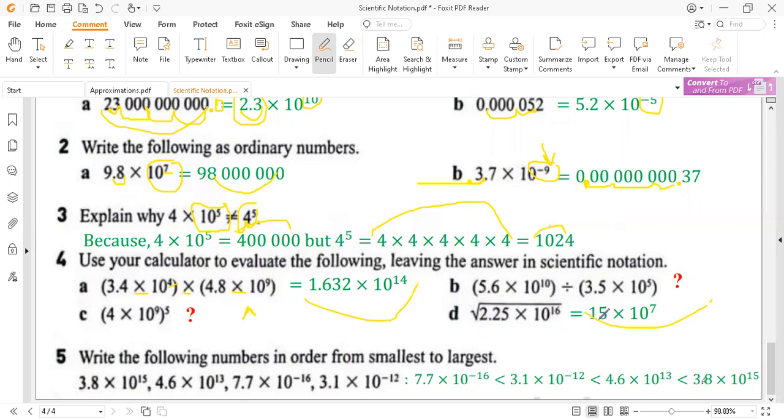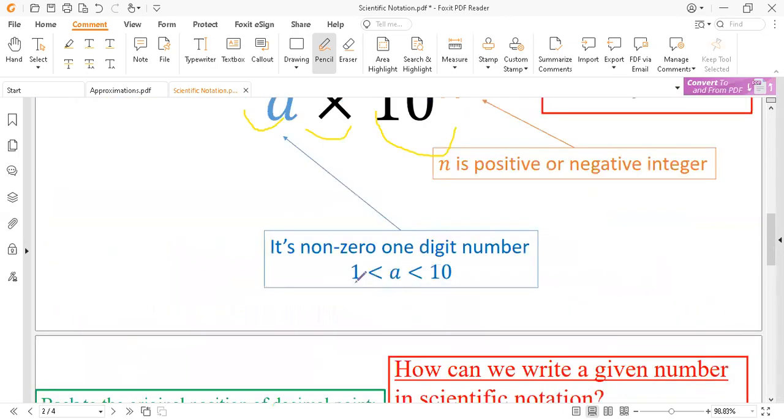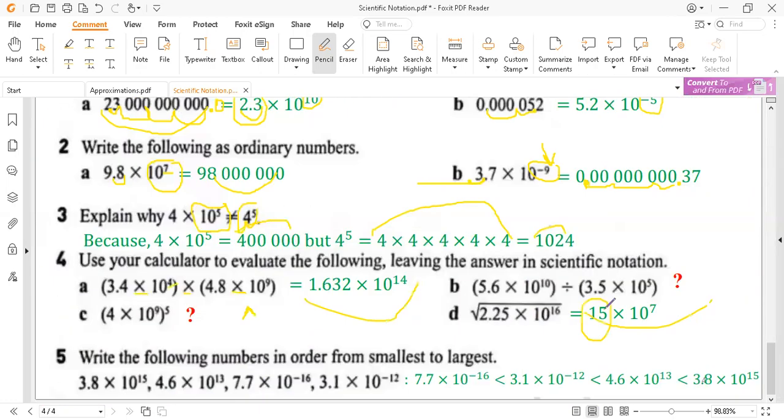If we want to write it, it is not given in scientific notation because the 15 is the A, and A should be between 1 and 10. Here we have the A, 15, bigger than 10. So we can write it in scientific notation as 1.5, and moving back, we move 1 place to the right. So 1.5 times 10 power 1 and 10 power 7.